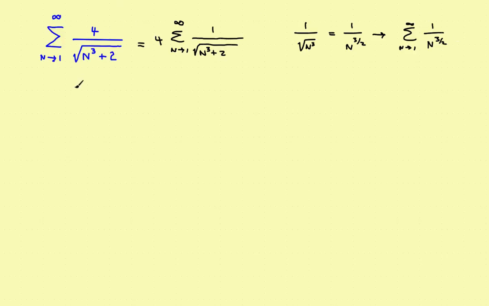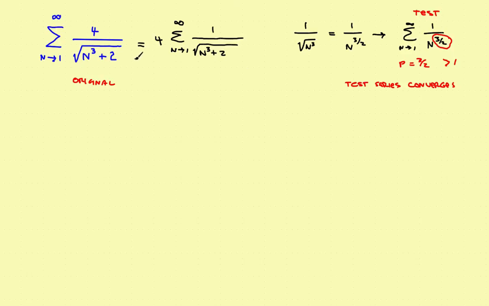And again, if this is my original series, then I've come up with a new series to compare it to, and this is going to be the test series. So now the next step is to try and figure out what's going on with the test series. Is it converging or diverging? And again, this is a p-series test with p equal to 3/2. If p is less than or equal to 1, it diverges. If p is greater than 1, it converges. Well, this is greater than 1. So this tells you that this test series converges.